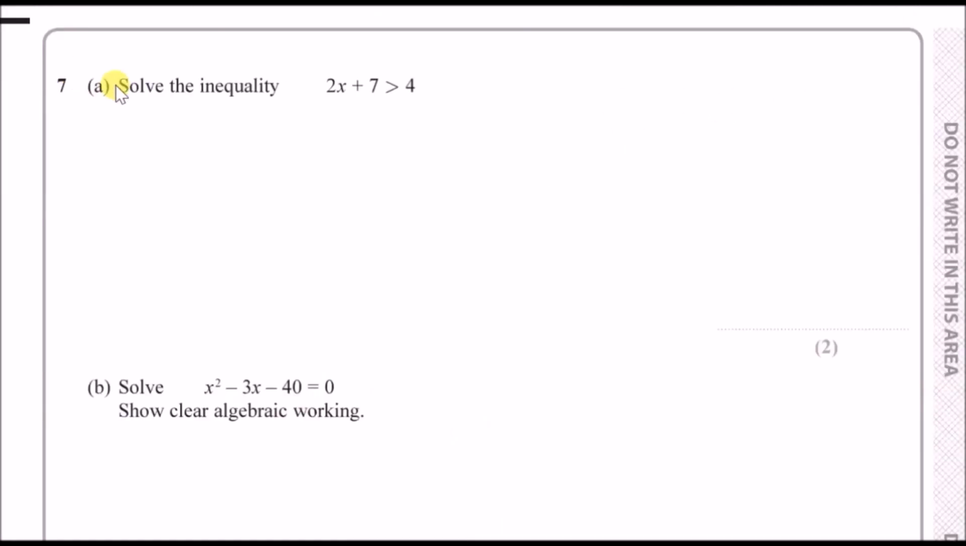All right, number 7. So A, solve the inequality. All right, this is actually really chilling. So all you got to do is just treat this inequality like an equal sign. So imagine it's 2x plus 7 equals 4. So then all you do is solve for x.